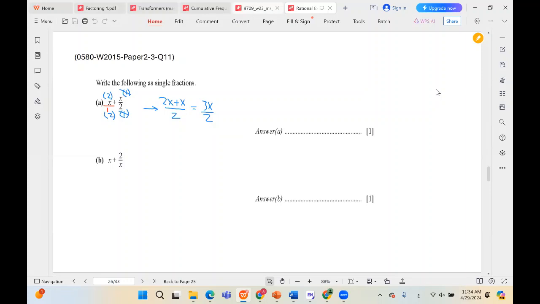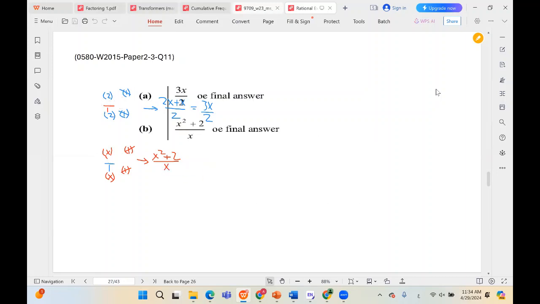For the second one, we will also write over 1. Here we will need to multiply by x up and down. Again, here we multiply by 1, but this is insignificant. So we get x times x, which is x squared, and then plus 2 all over x. This would be our final answer. So 3x over 2 is correct, and x squared plus 2 over x is correct as well.